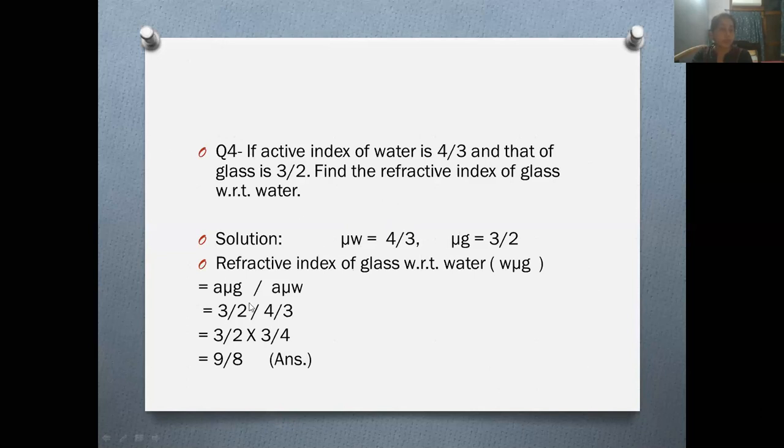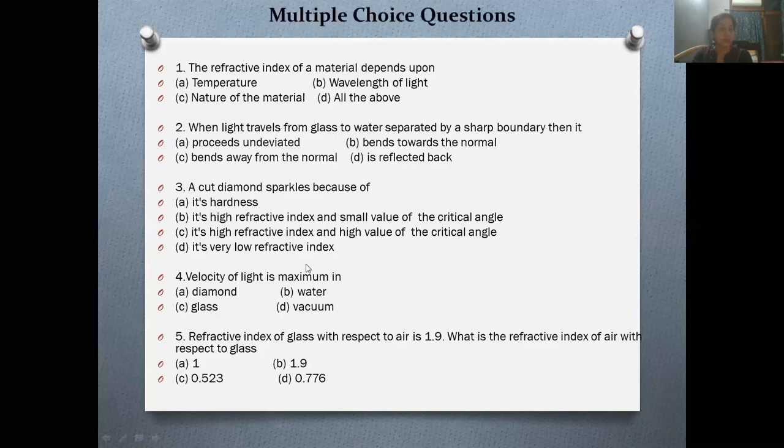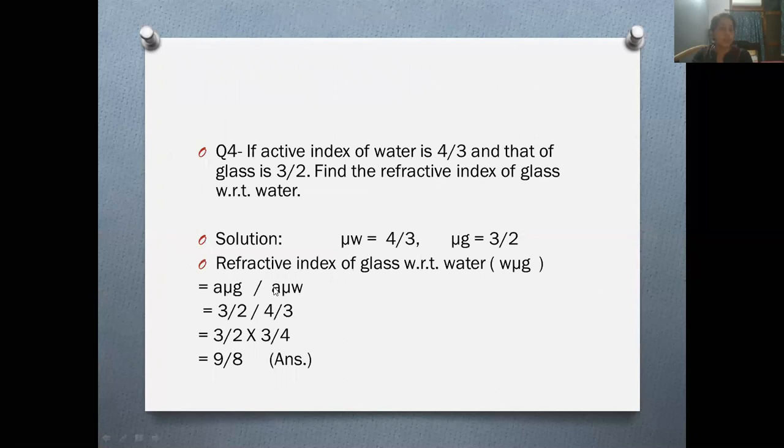In this form, we can write glass with respect to air, and this is water with respect to air. Divide both given values and we will get 9/8. How do you read it? The refractive index of glass with respect to air, and the refractive index of water with respect to air. That is given in the question, which is equal to 9/8.